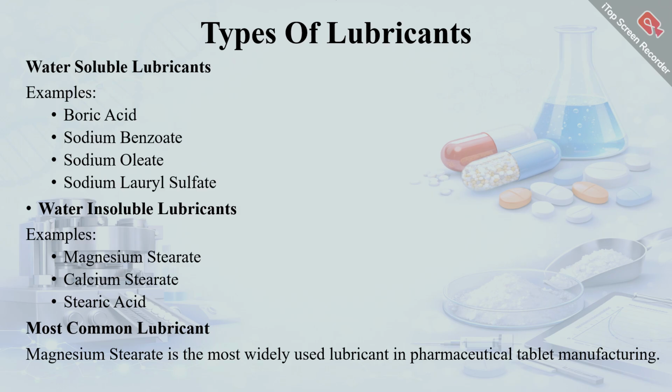Types of lubricants: we have water soluble lubricants and water insoluble lubricants. Water soluble examples: boric acid, sodium benzoate, sodium oleate, sodium lauryl sulfate. Water insoluble lubricants are magnesium stearate, calcium stearate, stearic acid. The most common lubricant is magnesium stearate, which is widely used. Magnesium stearate and microcrystalline cellulose are common in every tablet. Whatever we work on in our companies, we see different kinds of products, and in all those products the common excipients are magnesium stearate and microcrystalline cellulose.